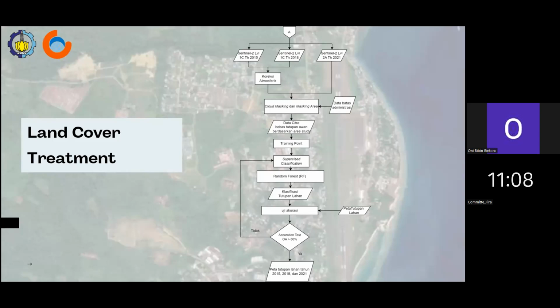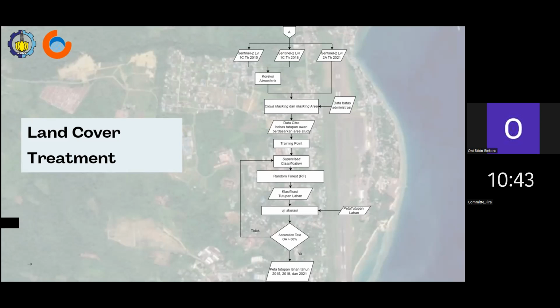Step 2, the image is then subjected to cloud masking and subset of the research area. Step 3, the next stage is sample training by taking samples in the form of points in each land cover class, which consists of 6 classes, namely road, building, water body, green open space, rice field, and pond, by taking a minimum of 50 samples from land cover data.